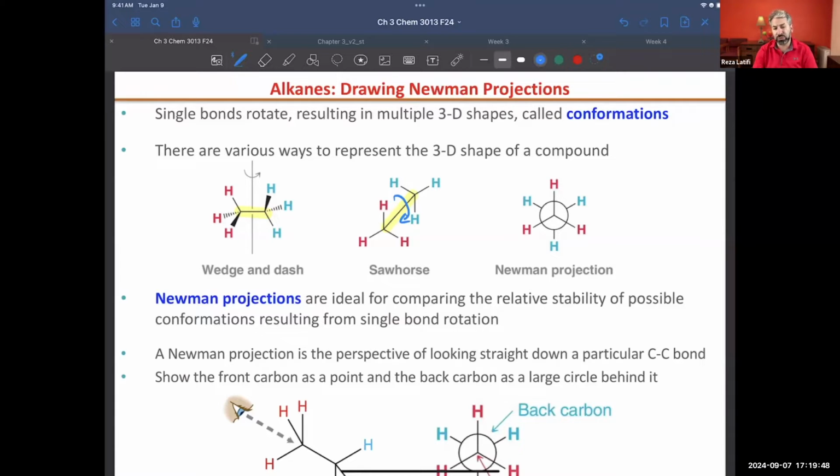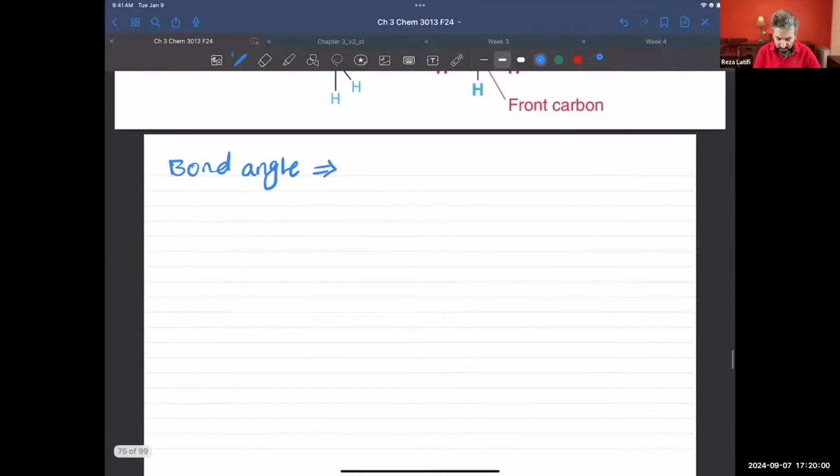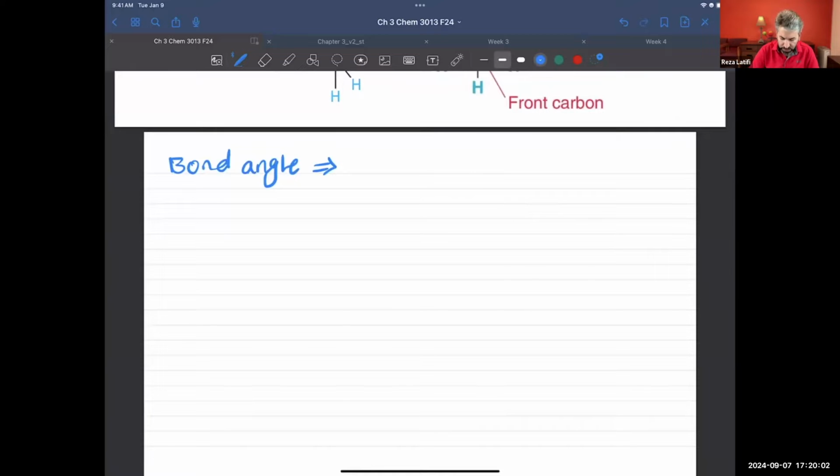But before we go after Newman projection, I want to talk about the difference between bond angle and another angle that we're going to call the dihedral angle. Okay, first thing is, say we have a molecule and our molecule is CH4. That's methane. Methane is an alkane and it's completely saturated.